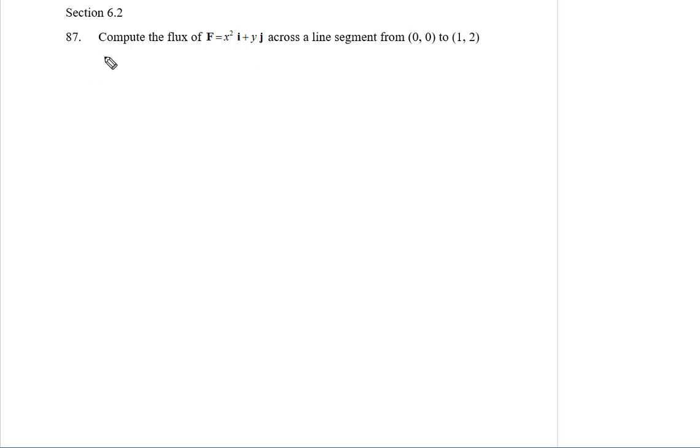Now our formula for flux is the integral across the curve of f dotted with n with respect to the arc length, which we've come to do in terms of t by first off parameterizing our curve. So the curve that goes from 0, 0 to 1, 2 across the straight line could be parameterized like this.